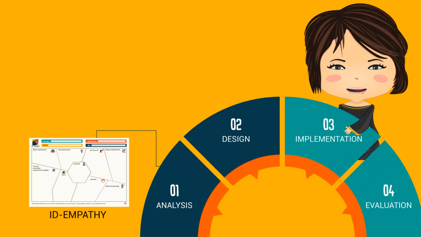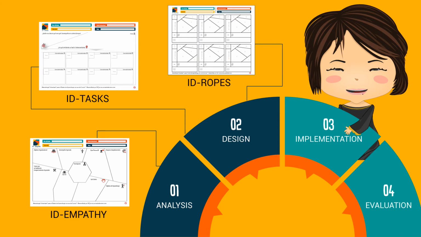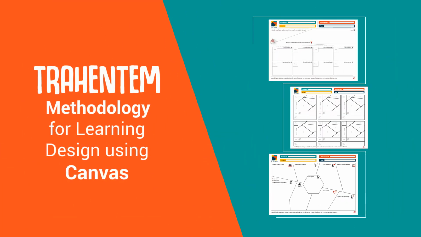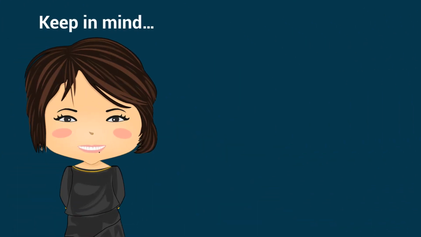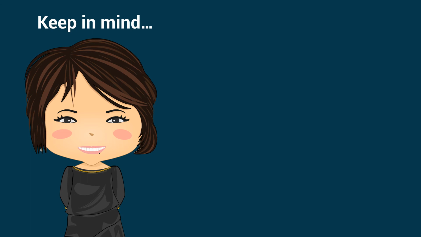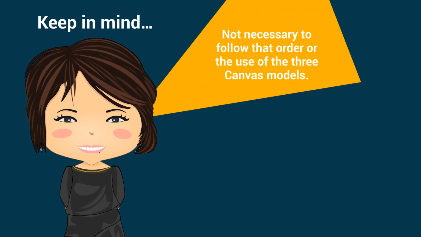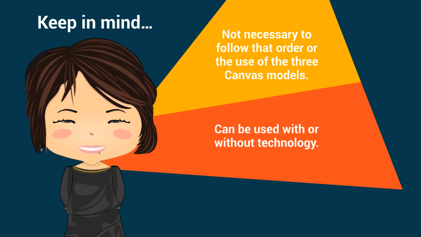Each one of the canvas is perfectly aligned to the cycle of learning solutions. Together, all of them form the Trahentem Methodology, a learning design tool use of Canvas. Keep in mind that in order to use this tool, it's not necessary to follow that order or the use of the 3 canvas models. Also, it is important that you know that the Trahentem can be used with or without technology. You are going to define what is best for you.